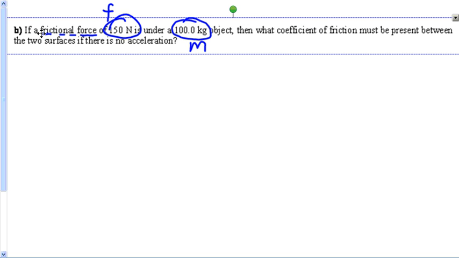It's a mass. Sierra, what did I say a second ago? What do you do every time you see a mass in one of these friction problems?